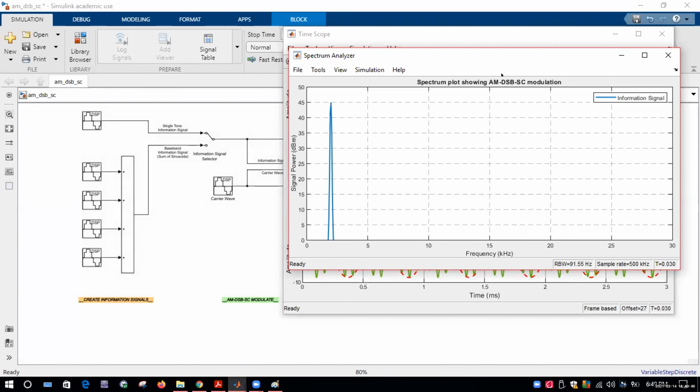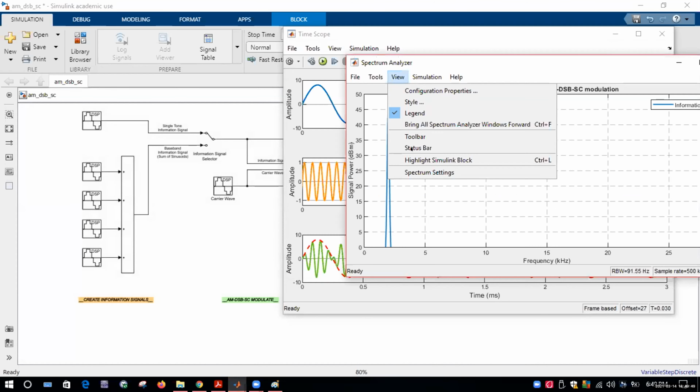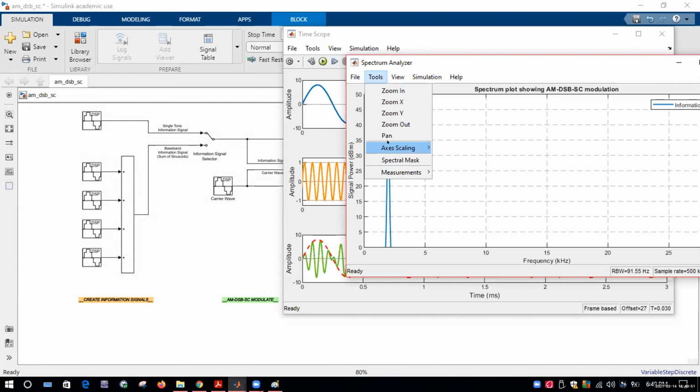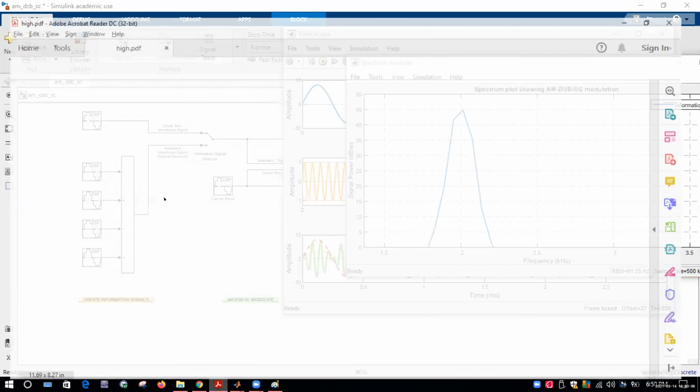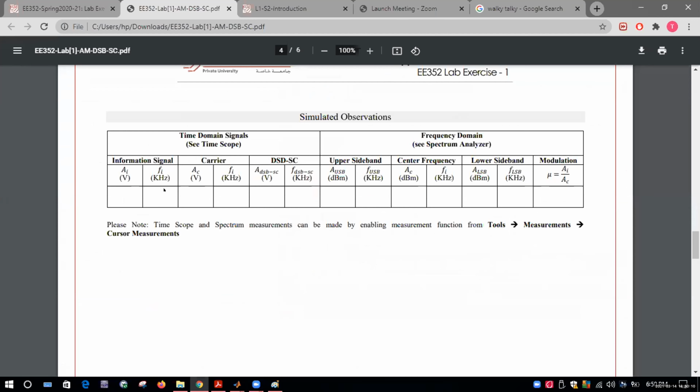Just expand it using this one, tools, then go to zoom x-axis. So expand it like this. So what's the frequency? 2. Right. So you will write here 2 kilohertz. 8 is the amplitude, 2 kilohertz is the frequency.